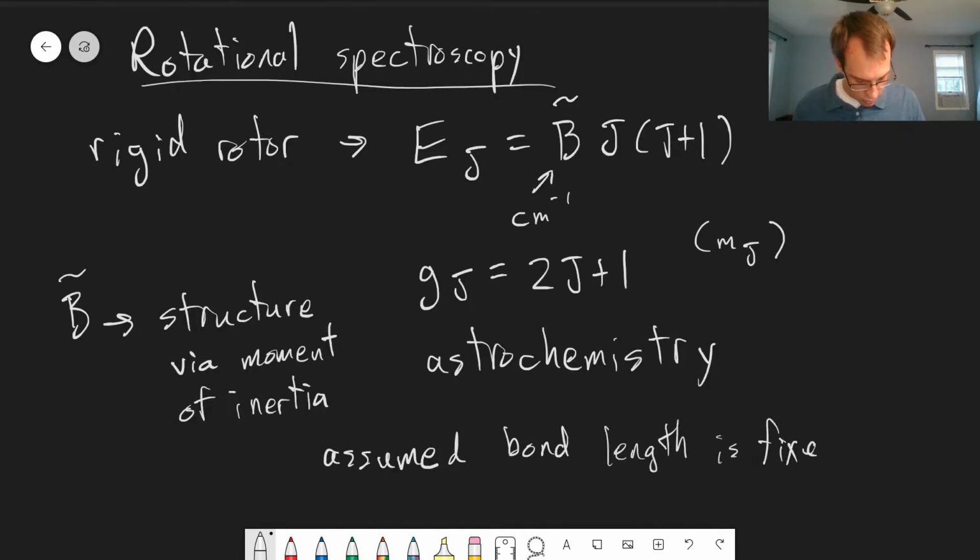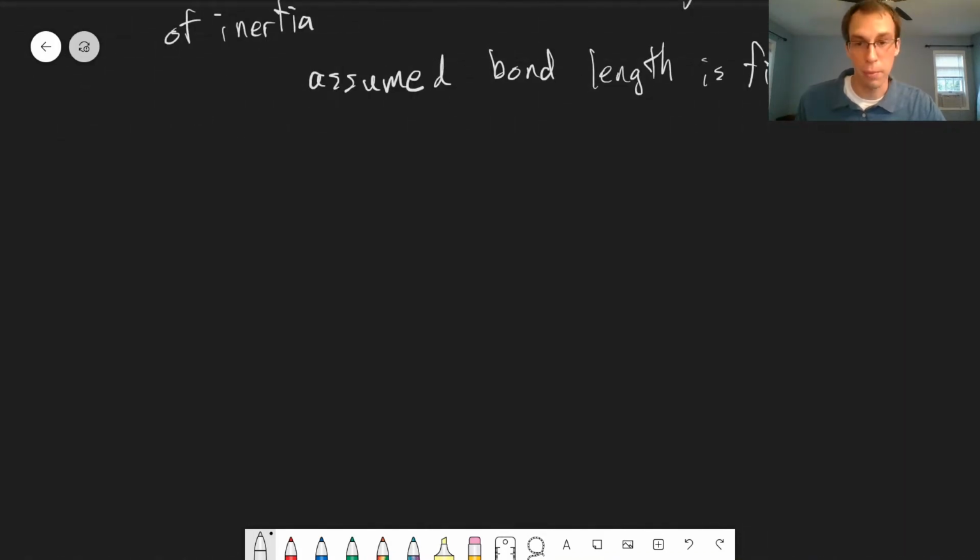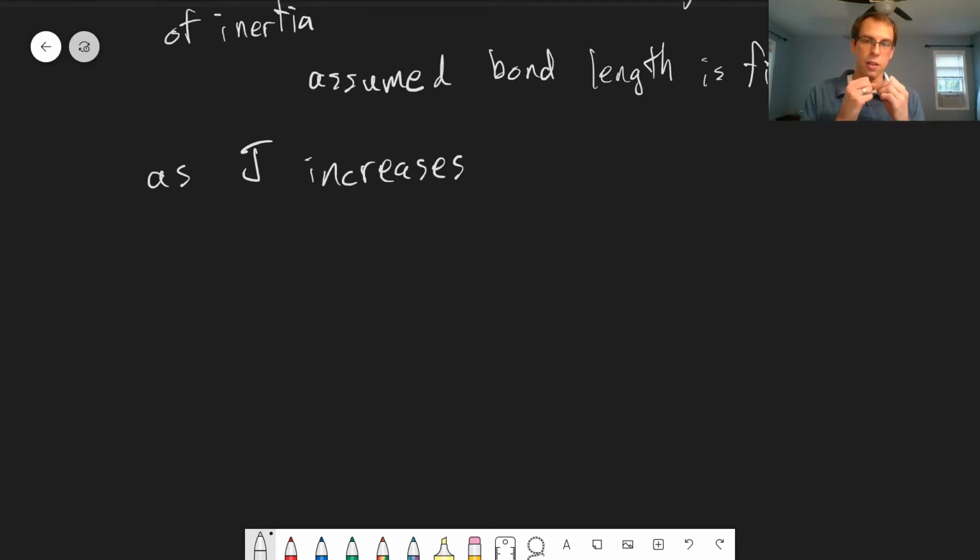And in an actual molecule, that's not true, right? A real molecule can move. The bond length can change, it can stretch and contract, whether through vibrations, which we'll talk about in a little bit, or just from the molecule spinning around. And so as the molecule rotates faster, so as J increases and the angular momentum increases, I want you to take a second and think, would you expect the bond length to increase on average or decrease on average?